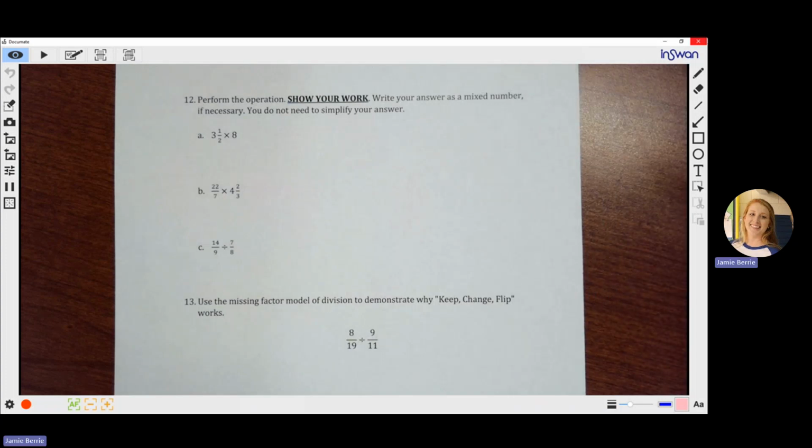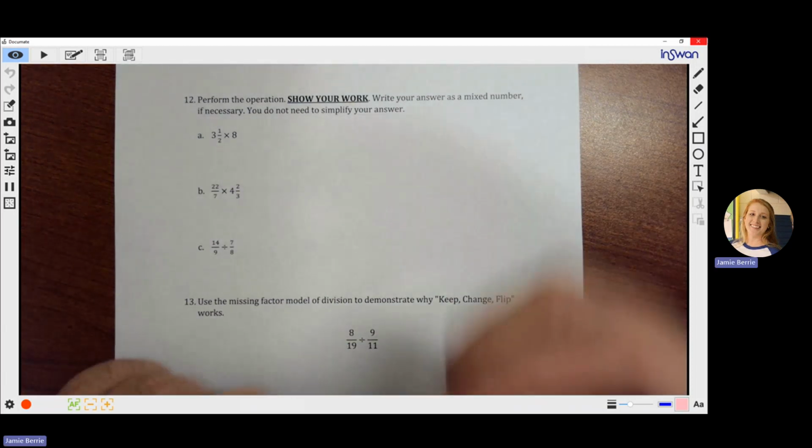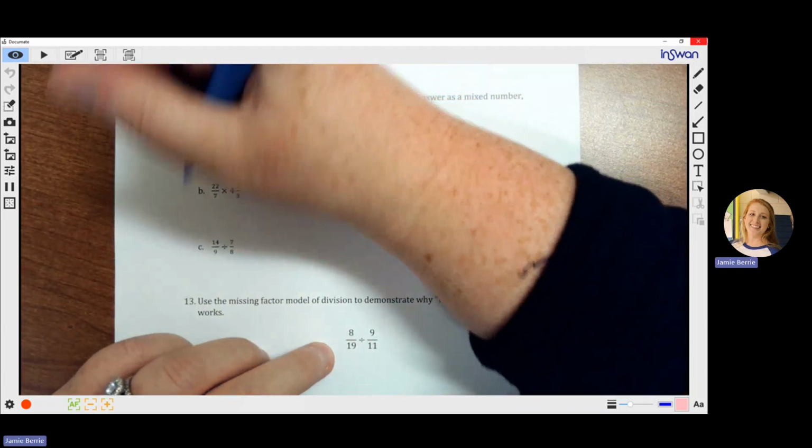All right, next we have multiplication and division. Perform the operation. Show your work. Write your answer as a mixed number if necessary. You do not need to simplify your answer. All right, so we've got, let's do A and C.